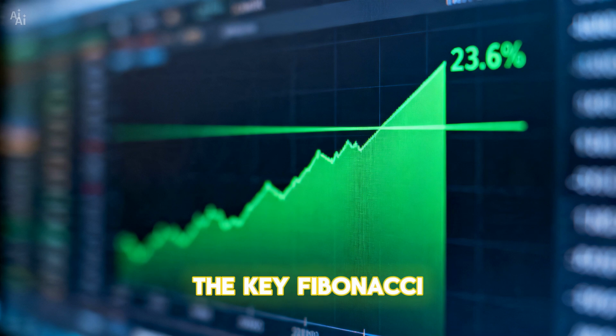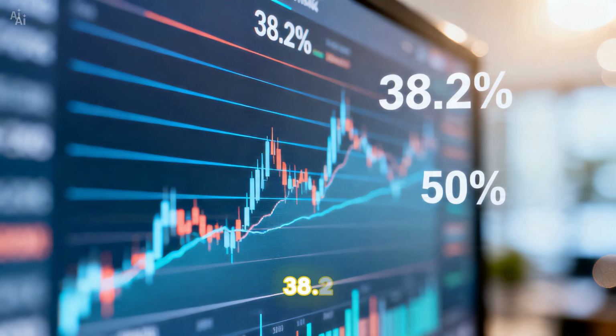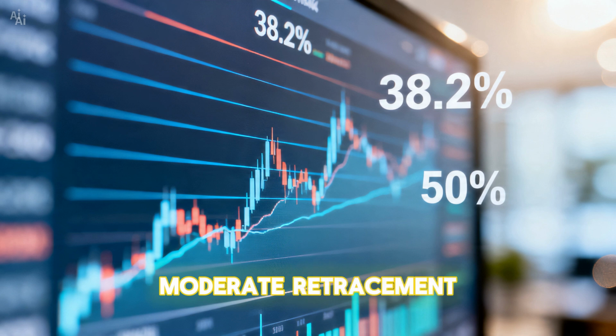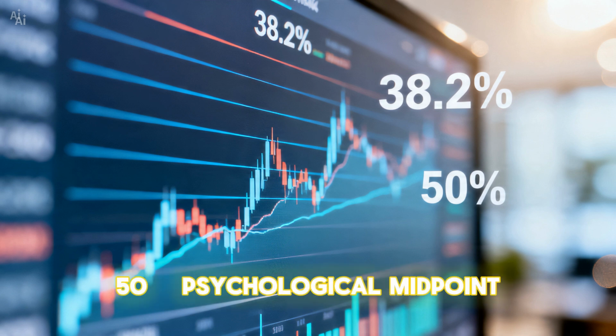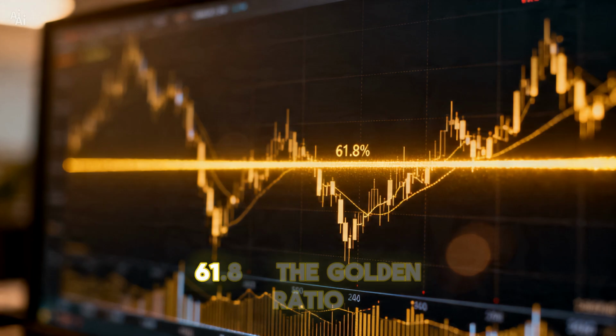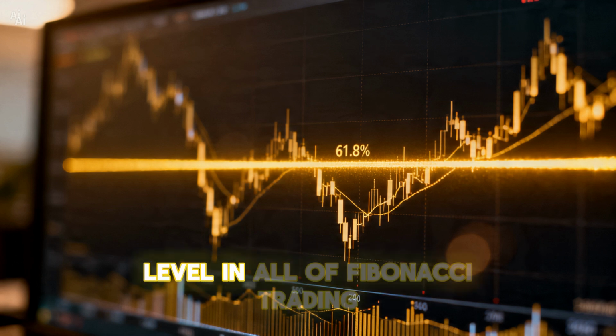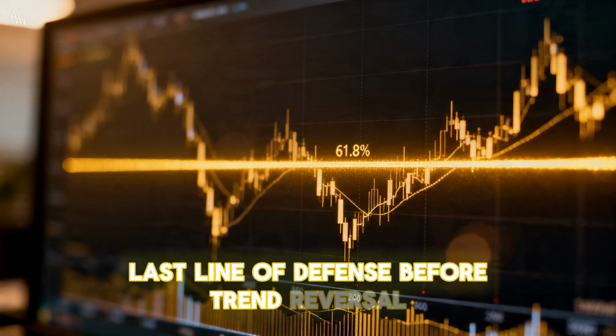The key Fibonacci retracement levels traders use are 23.6%, shallow retracement, seen in very strong trends; 38.2%, moderate retracement, common in strong uptrends; 50%, psychological midpoint, not a Fibonacci number but widely respected; 61.8%, the golden ratio, the most important level in all of Fibonacci trading; and 78.6%, last line of defense before trend reversal.